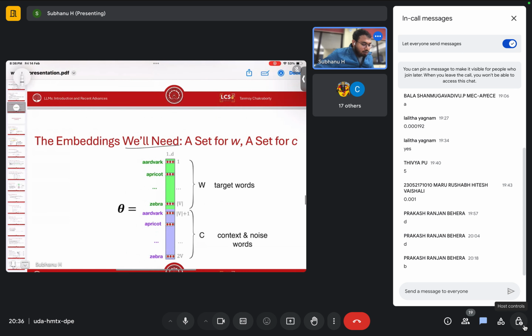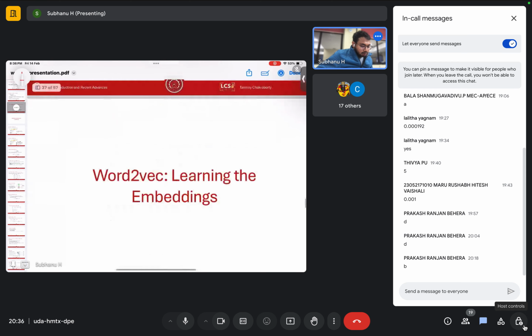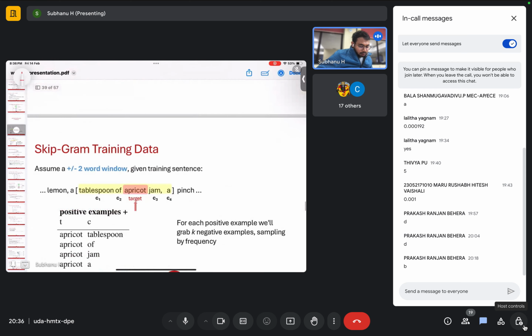For the embedding, we will need a set of W for a set of C. So this W is the target word and C is the context or noise word. This is how our embedding will look like. So this is the goal of this introduction.